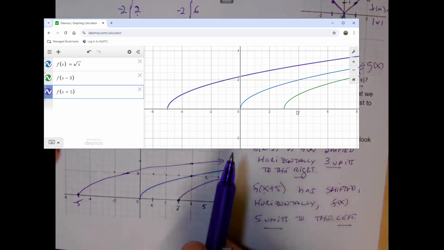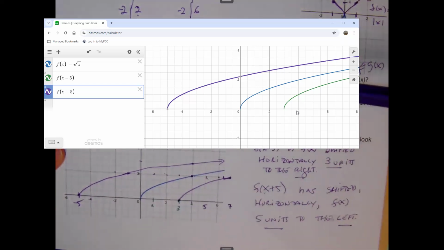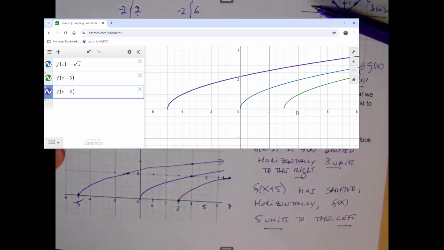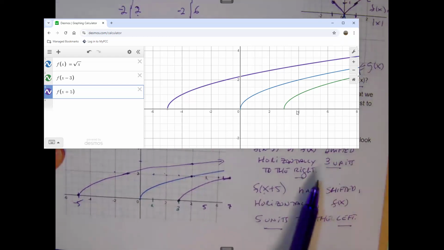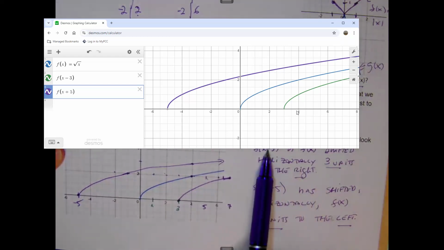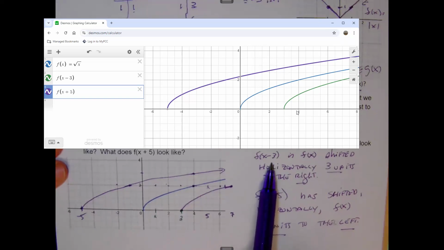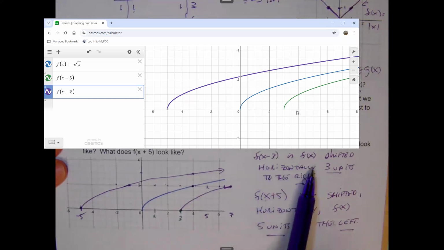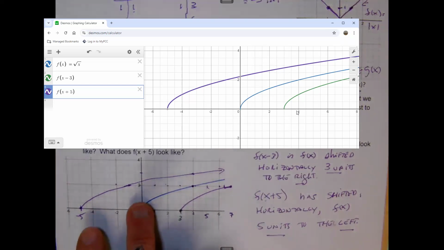When I did the vertical stuff, if I added 2, I moved up. If I subtracted 2, I moved down. But here it seems to be the exact opposite. I subtract 3, and I move to the right. I add 5, and I move to the left. What's happening here? Well, we'll come back to this in a second. Let's look at another example.